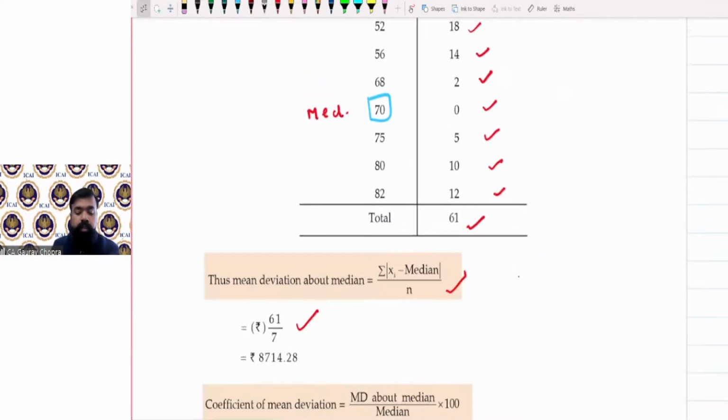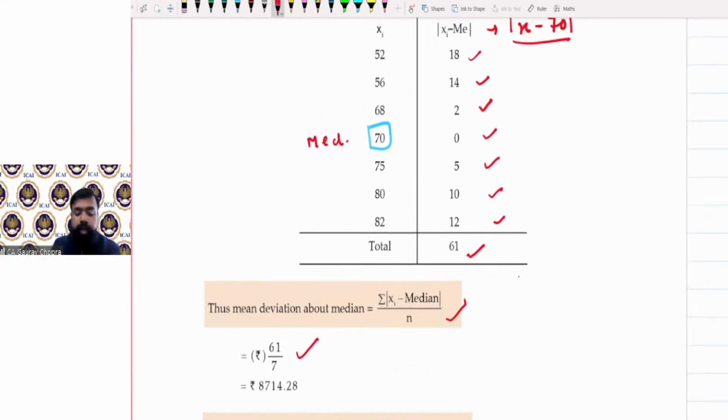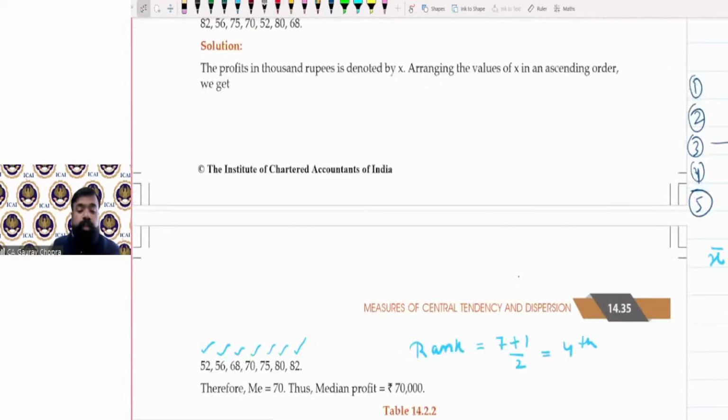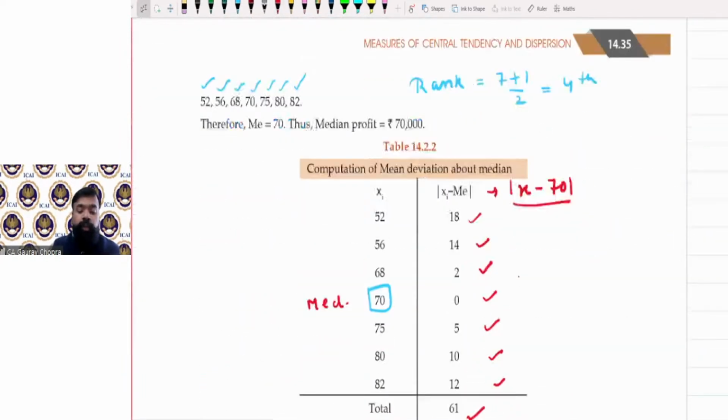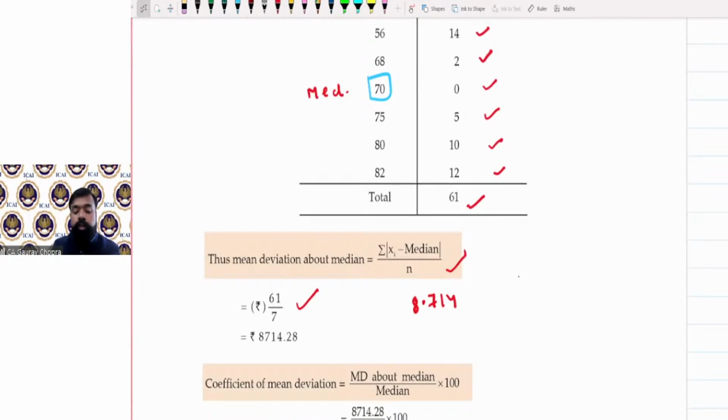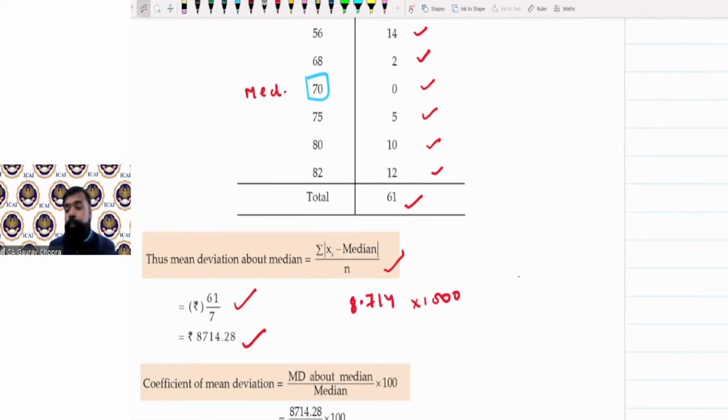So 61 upon 7 is how much? 8.714. And all these figures are in thousands of rupees, so you can multiply with 1000. So the result will be 8714.28. So in this way, we can calculate mean deviation from median.